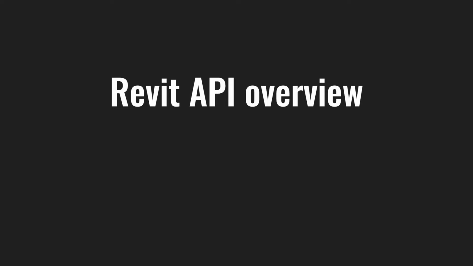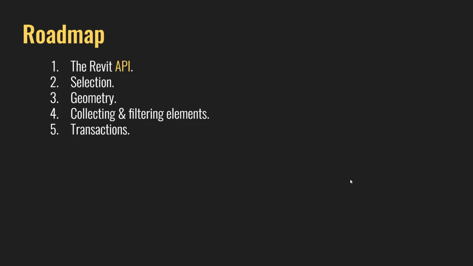In this episode, we're gonna take a look at the Revit API. What is it? What is its structure? And then we're gonna try to create a script in which we can find most of the steps that we usually need to create scripts in C# for Revit. So we're gonna take a look at the Revit API, then we're gonna start writing our own script. We're gonna take a look at selection, at geometry, at collecting and filtering elements, and then at transactions.